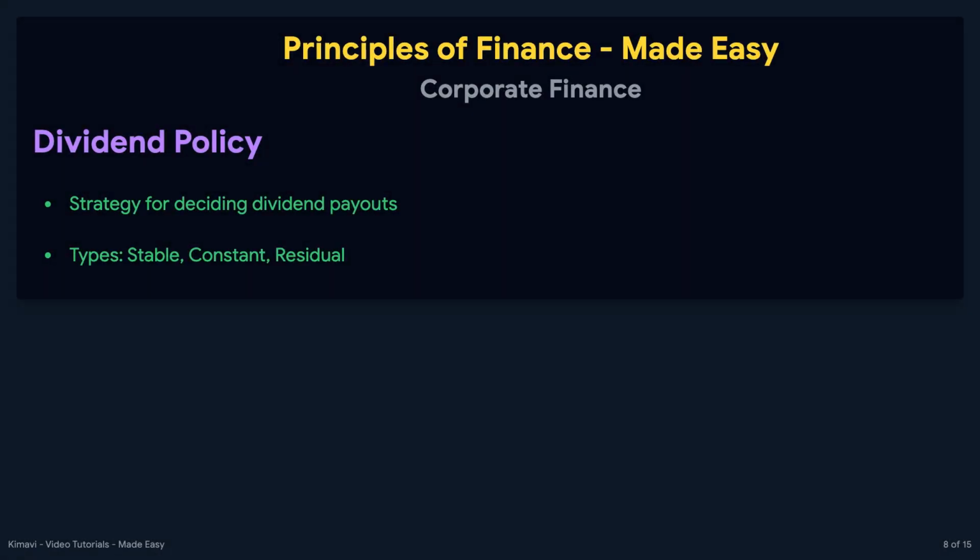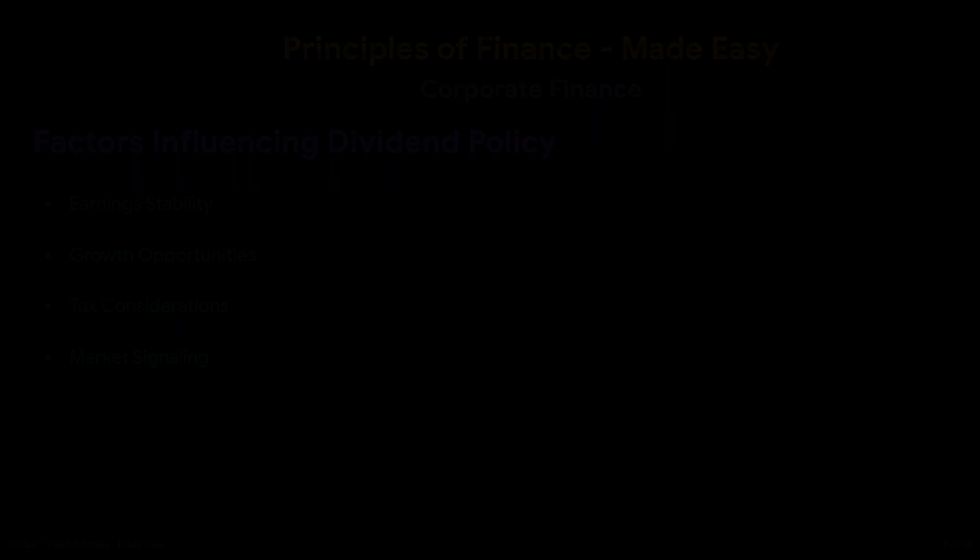Dividend policy refers to the strategy a company uses to decide how much it will pay out to shareholders in dividends. The main types of dividend policies are stable dividend policy, constant dividend policy, and residual dividend policy.